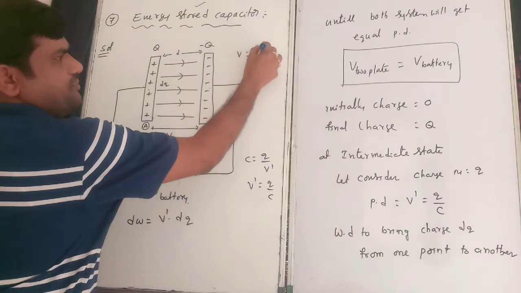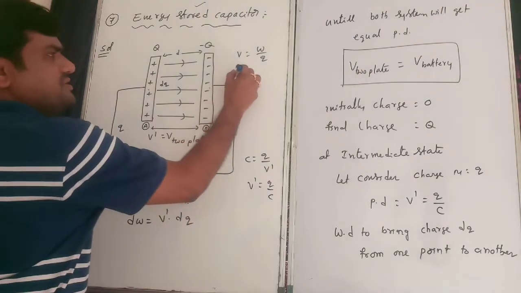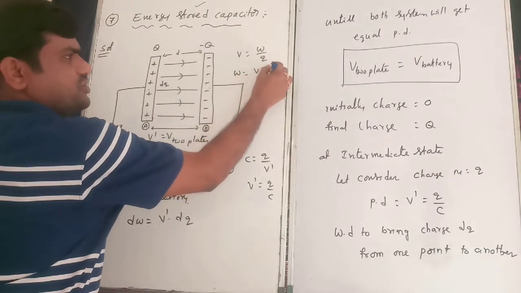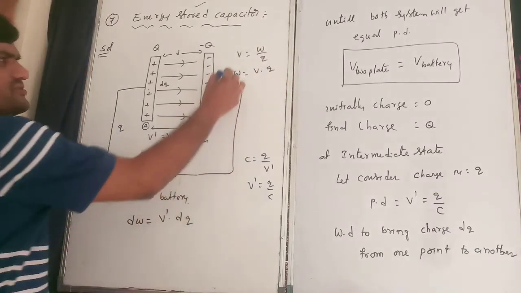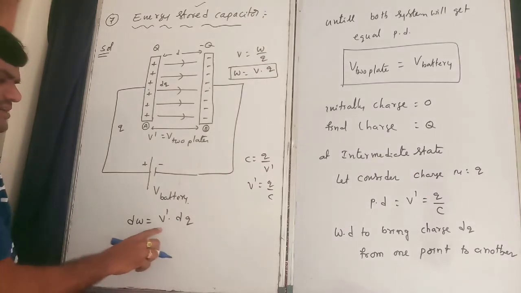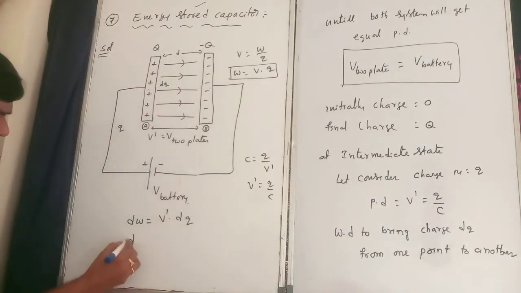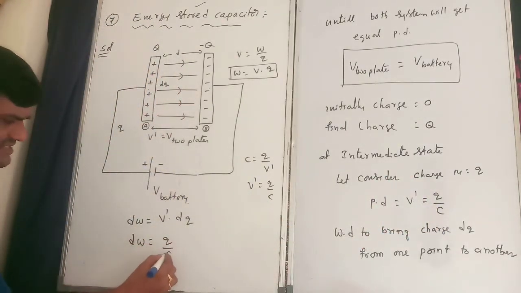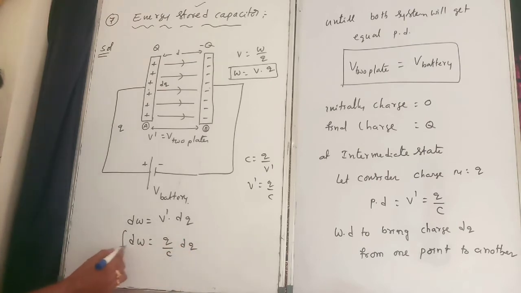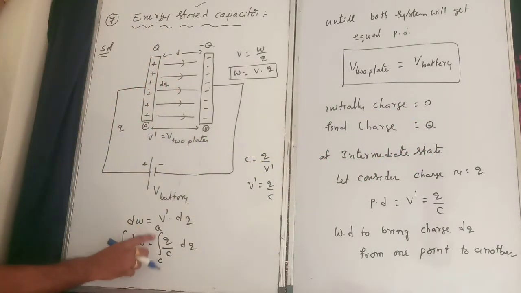Potential is equal to W by q, so W is equal to potential difference into q. Here I took the charge dq, so dW is V dash into dq. What is the V dash value? V dash is q by C, so dW is q by C into dq. Now on both sides you can take integration, from 0 to q. Initially 0, finally q, the total charge.